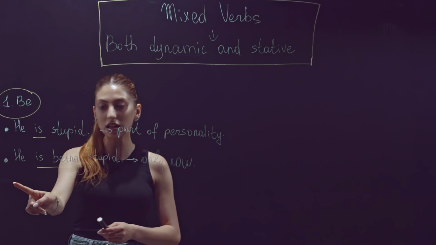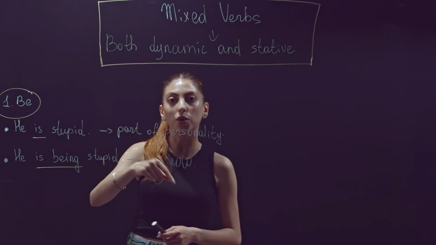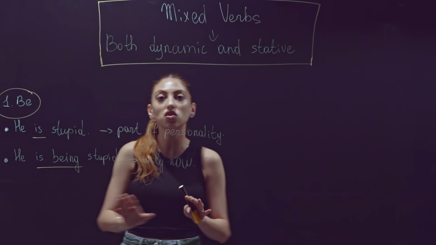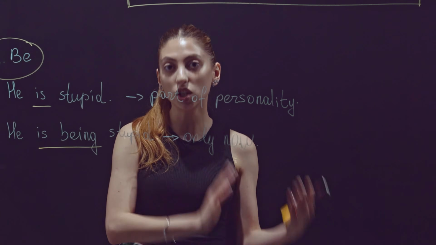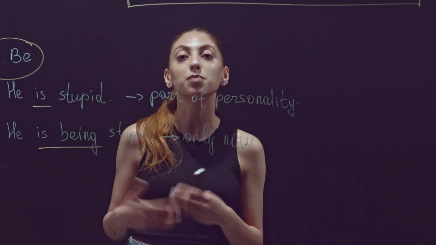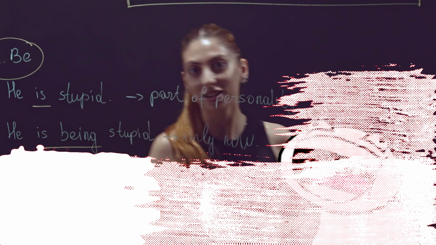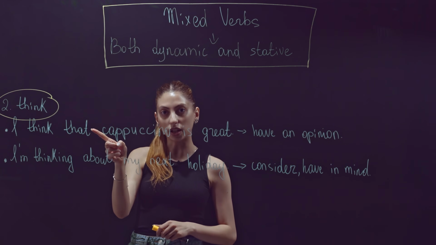Okay, so in the second case, he is being stupid. It means only now he is acting like that. In general, he is not like it. And whenever I say he is stupid, in that case, I'm already speaking about his personality, unfortunately. But yeah, do you have stupid friends? Sorry. Well, guys, next one is think.